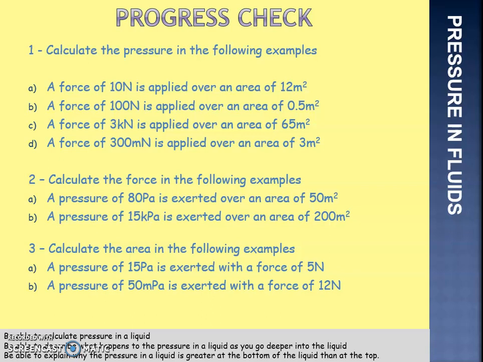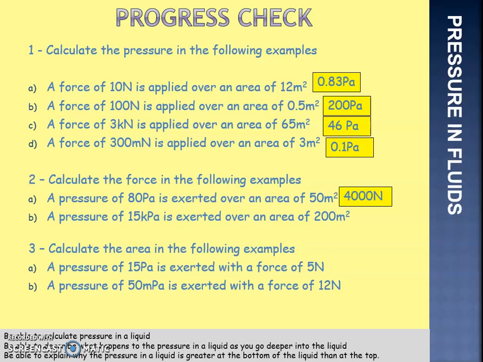Okay, question 1. Answer for A is 0.83 pascals. B, 200 pascals. C, 46 pascals. And D, 0.1 pascals. Question 2. The force in the following examples. For A, it would be 4,000 newtons, and for B, 3 million newtons. Question 3a. What's the area in these examples? So for A, it would be 0.33 metres squared, and for B, 240 metres squared.